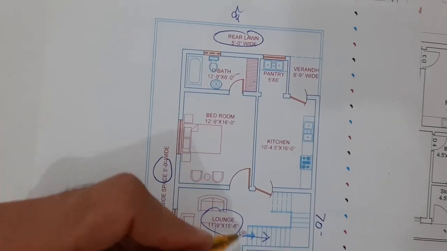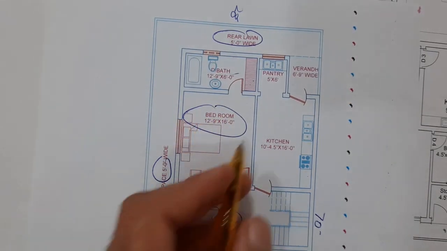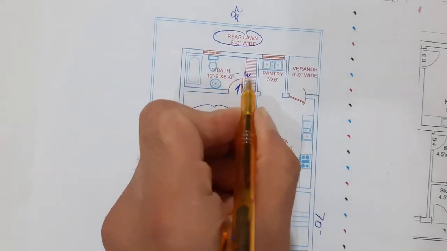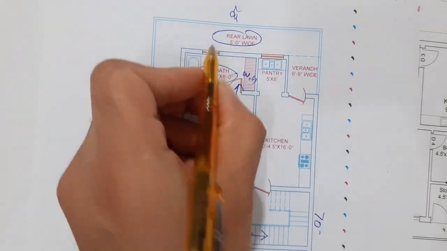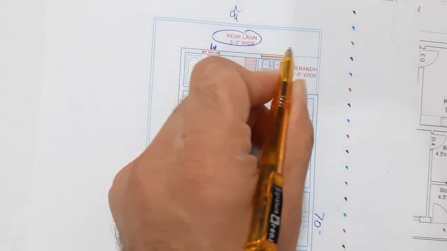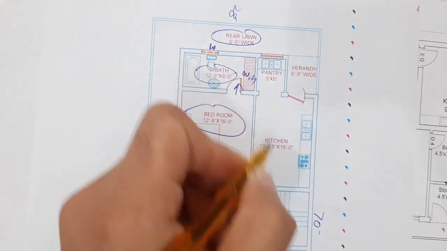So guys, you can see this is the first bedroom. Size of this bedroom is 12 feet 9 inch by 16 feet. This is its wardrobe, and this is the bath. Size of the bath is 12 feet 9 inch by 6 feet, and this is the small window to the back side lawn. Okay, which width is 5 feet.